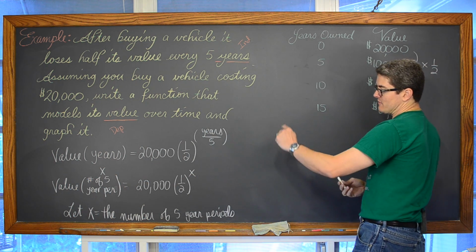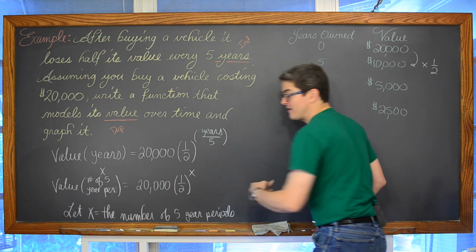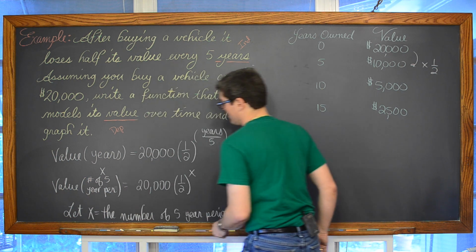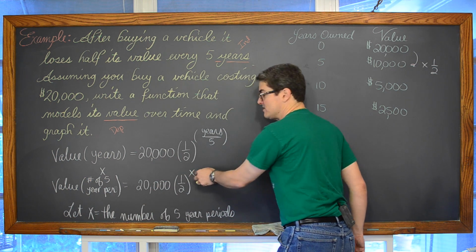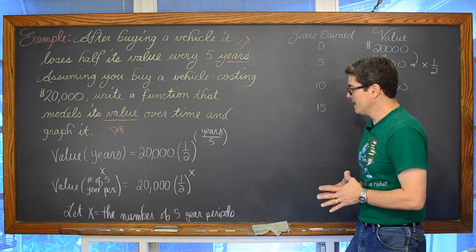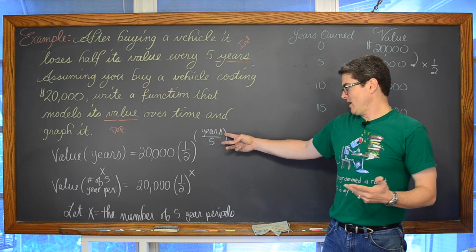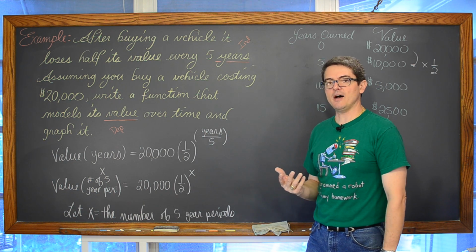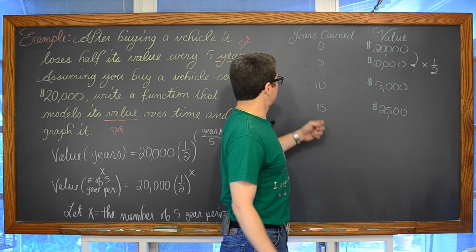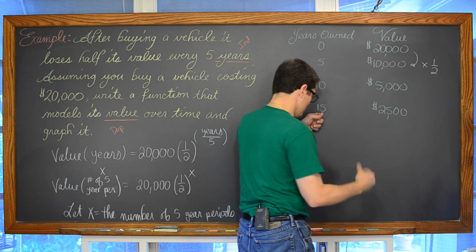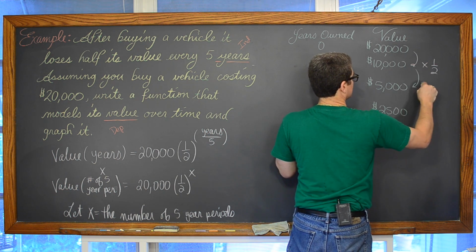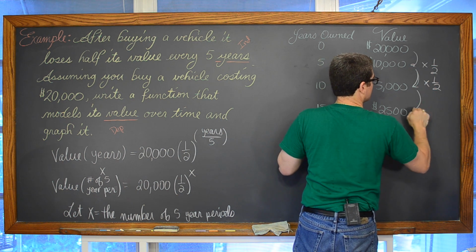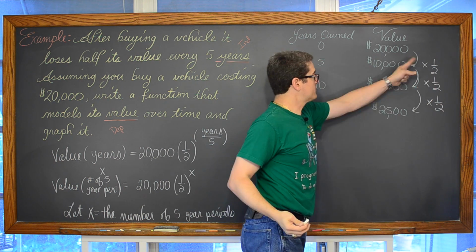So the value in terms of x is equal to 20,000 times 1/2 to the x, or you could write the value, in terms of the number of 5-year periods, is equal to 20,000 times 1/2 raised to the number of 5-year periods. And that's what this is doing as well. If you just let x be years, and then you take those years and you divide by 5, you're going to get the number of 5-year periods. Like 15 divided by 5 is 3 5-year periods. And we multiplied by half once, and then twice, and then again, 3 times.